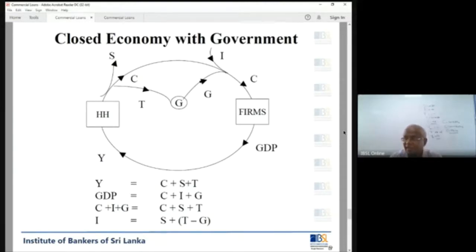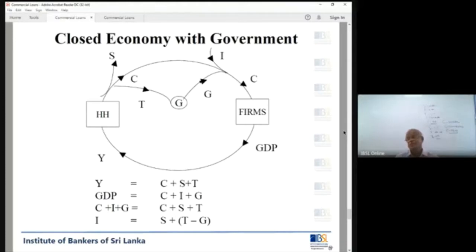What has happened? Total business sector investment is less than the private savings. Why? Government savings negative. That is the issue. In most of the third world countries, most of the governments dissave, T minus G negative. Actually, you can't say government dissavings is always bad.